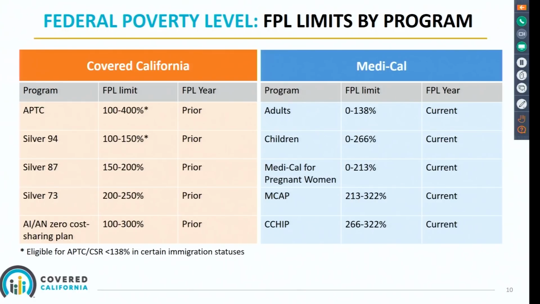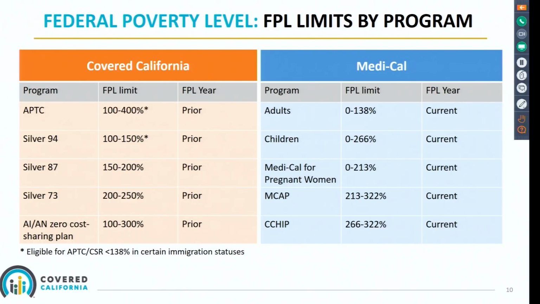Not only APTC, but that first level enhanced silver plan that goes from 100 to 150%. Then we have the Silver 87 enhanced silver from 150 to 200% FPL, Silver 73 200 to 250, and finally the AIAN zero cost sharing plan from 100 to 300% FPL. Again, all assessed using the FPL limits of the prior year.